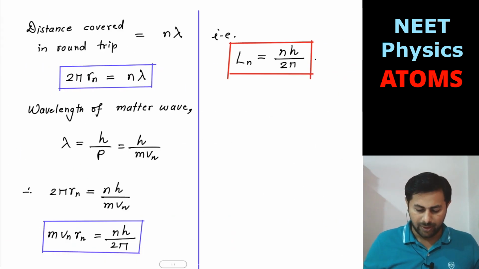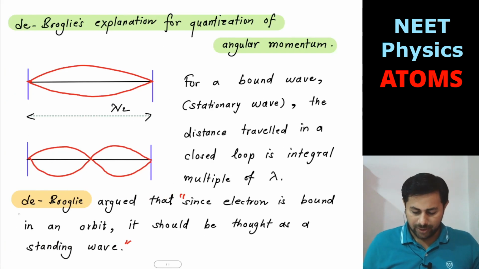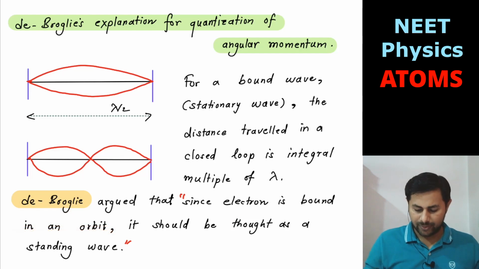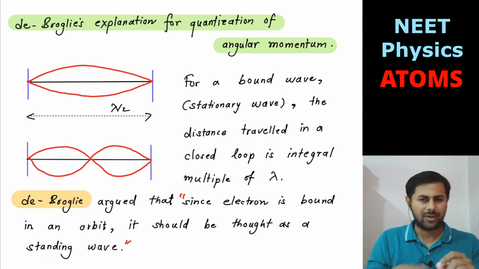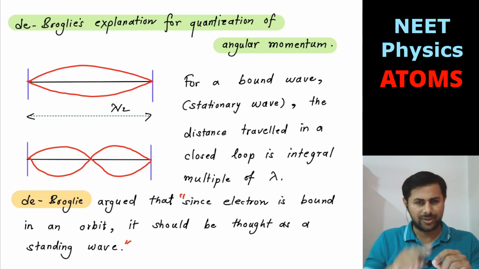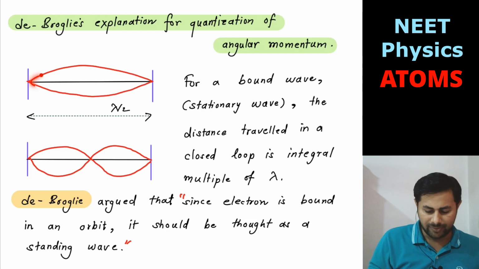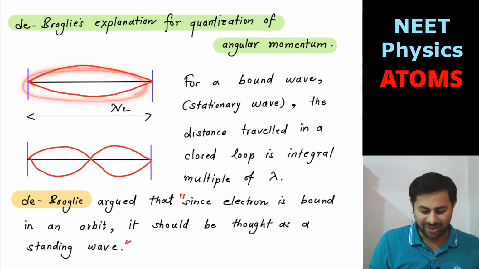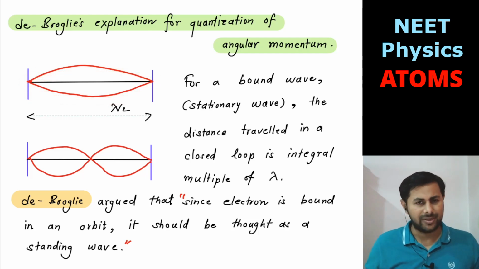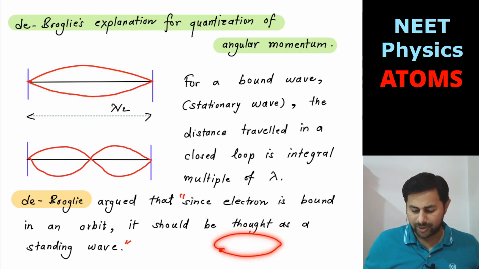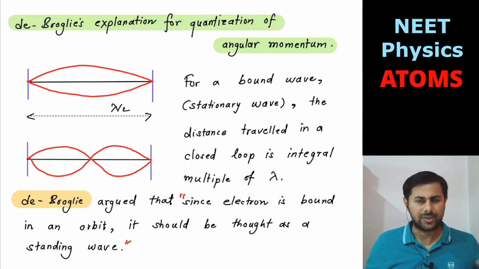Okay, then here de Broglie says that since the electron is bound in an orbit, it should be thought of as a stationary wave or standing wave, not like a traveling wave, because it is trapped in an orbit. So it moves in the orbit again and again. It's like this wave is moving in this orbit from here to here, and it comes back again and again. Then the electron should be thought of as a standing wave or a stationary wave.